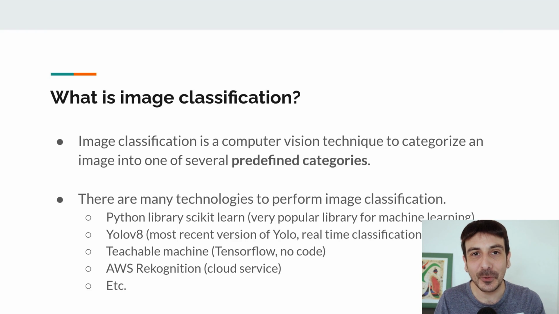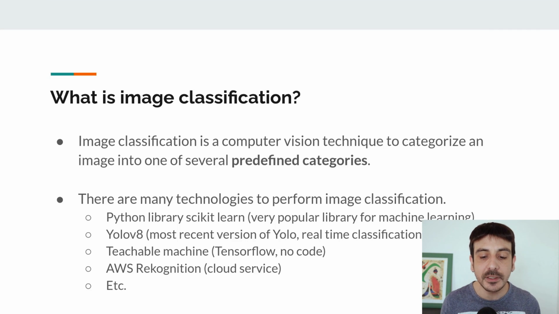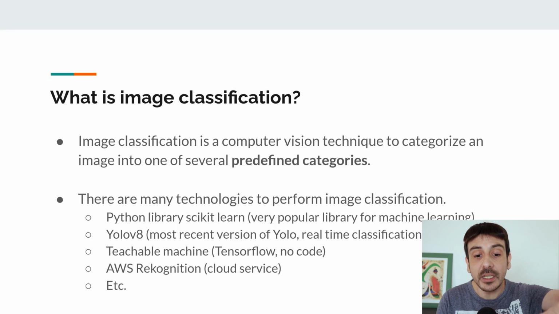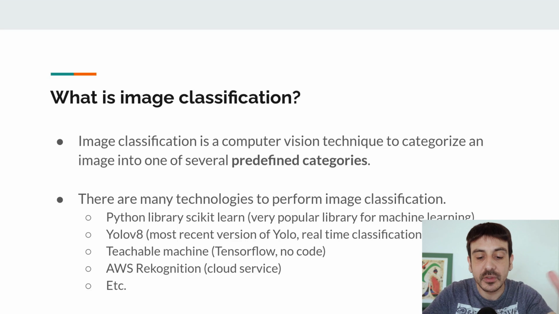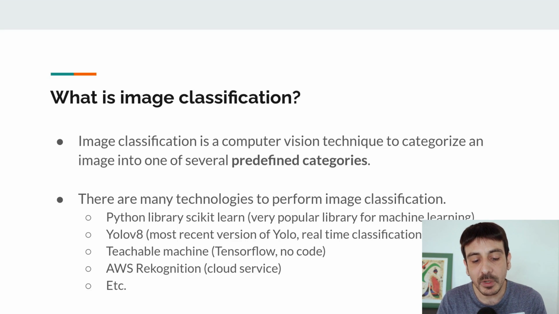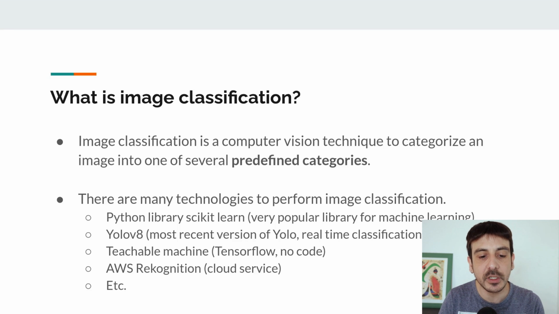There are many technologies to perform image classification. These are only a few of all the available technologies, of all the different ways in which we could do image classification. For example, we could use the Python library Scikit Learn, which is a very popular library for machine learning. We could also use YOLO V8, which is the most recent version of YOLO. We could use Teachable Machine, which is a very powerful framework provided by Google to do image classification with absolutely no code whatsoever. It's a 100% no-code platform. We could also use image classification through a cloud provider, for example using AWS Recognition, and these are only a few of all the different ways in which we could do image classification.